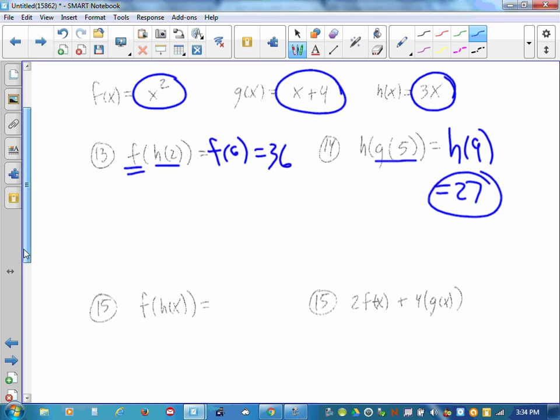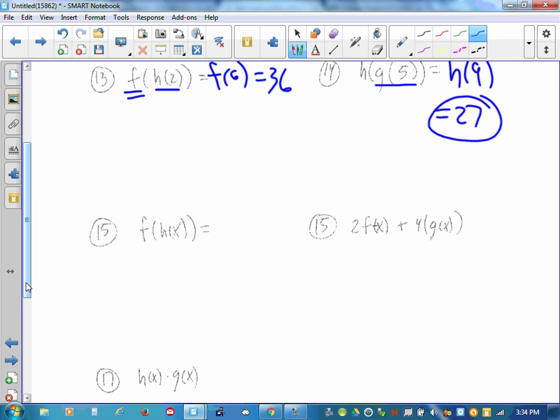Now I'm putting functions inside of functions, so when I see this way, I always think about doing this first and that second. So what is the f function about? The f function is about squaring something. So the f function is something squared. Now what am I putting into that f function? The whole h function. And the h function says 3x. So the answer is 9x squared just by squaring that.